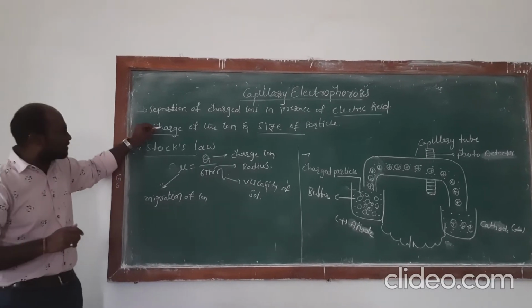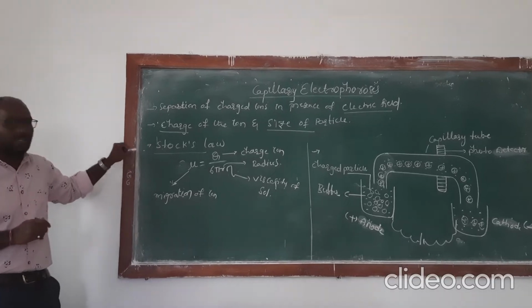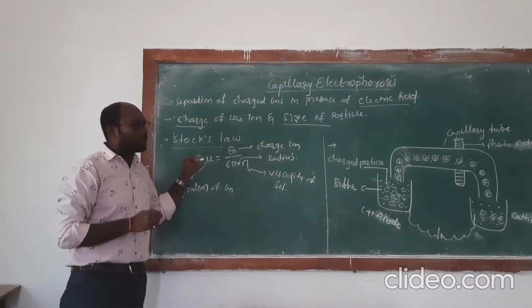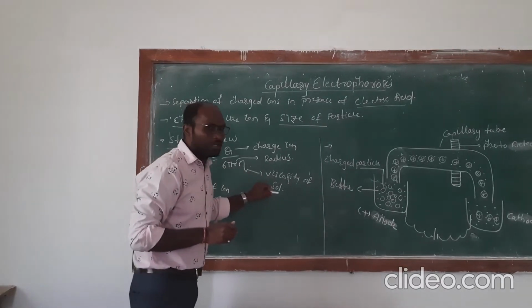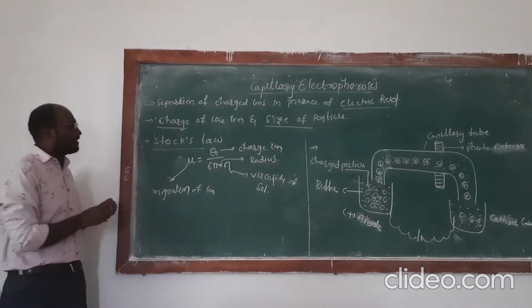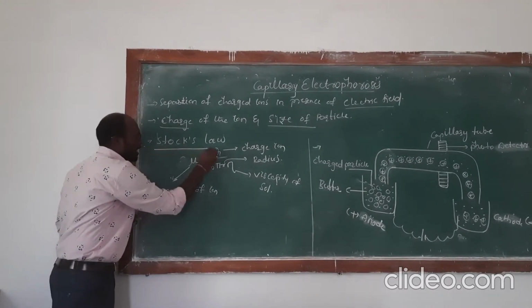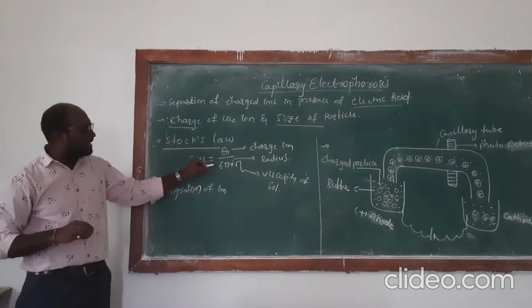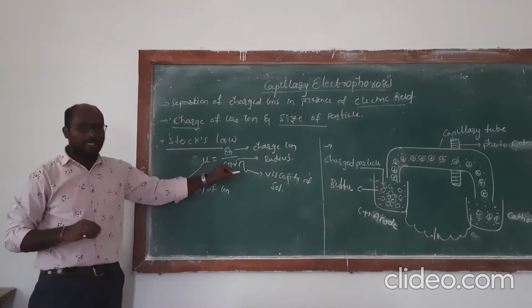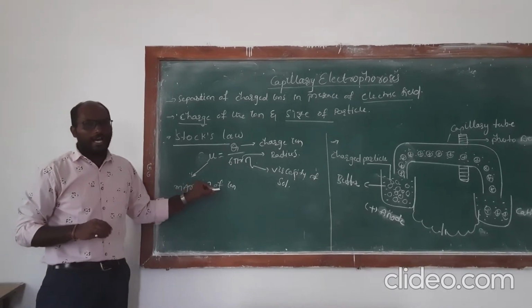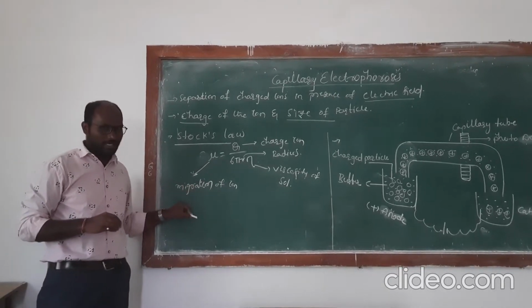Electrophoresis is mainly used for the separation of biomolecules like proteins, peptides, oligosaccharides, polysaccharides, nucleosides and nucleotides. So basically electrophoresis works on Stokes law. What is meant by Stokes law? mu is equal to Q by 6 pi r eta. So here mu is the migration of the ion, or migration of the charged particle.